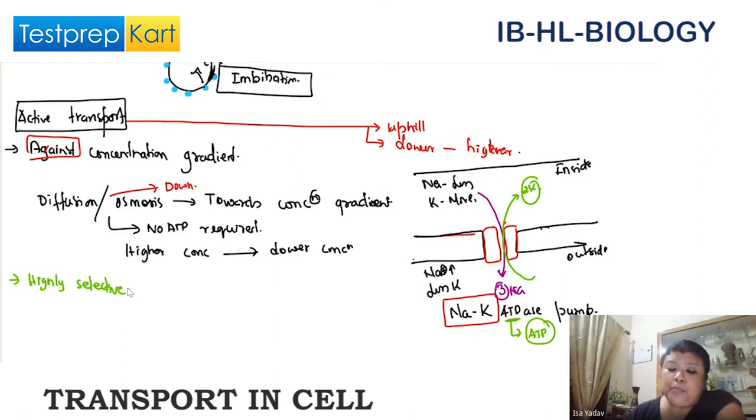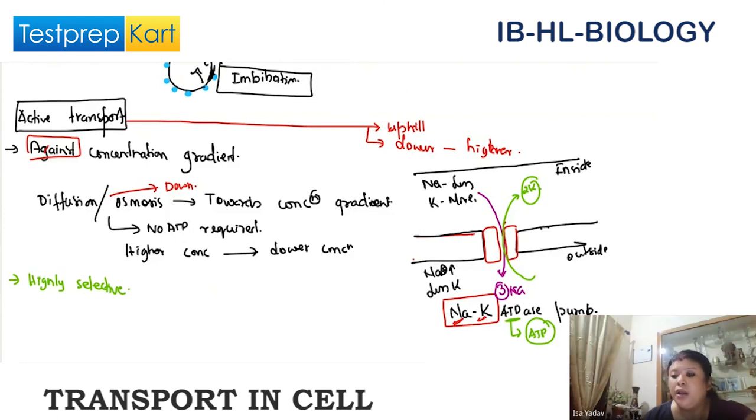So if a pump for a particular substance is not present, suppose, for example, this is the sodium potassium ATPase pump, so we can transport sodium and potassium. Suppose this pump was only for potassium. Can I transport sodium here? No. If I want to transport anything, its pump should be present. If its pump is absent, I cannot transfer. Clear? Yes. So this is how transport will take place.